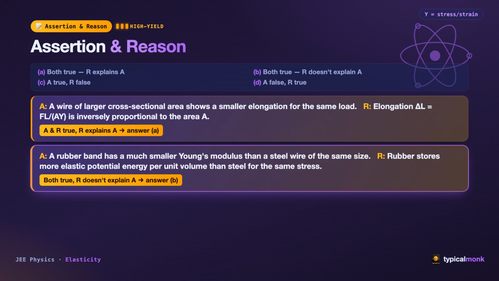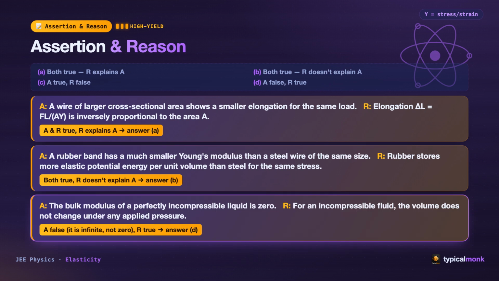Second one, assertion. A rubber band has a much smaller Young's modulus than a steel wire of the same size. Reason. Rubber stores more elastic potential energy per unit volume than steel for the same stress. Both statements happen to be true, since a smaller Y does give a larger energy for a fixed stress. But does the reason explain the assertion? No, the amount of energy stored does not decide how stiff the material is. The causation runs the other way. Both true. Reason does not explain. Option B. This is the trap that catches John every time.